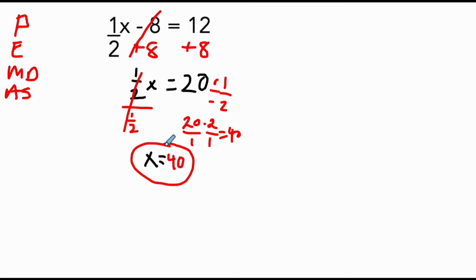And that's how you can show your work. I'm a little sloppy, but try your best to be neat. And then you could double check before you turn something in, just to make sure that it makes sense. So, if we're saying x equals 40, 1/2 times 40 is 20, and 20 minus 8 does equal 12. So, this answer checks out.